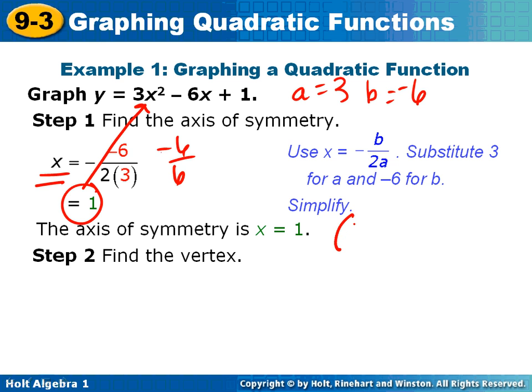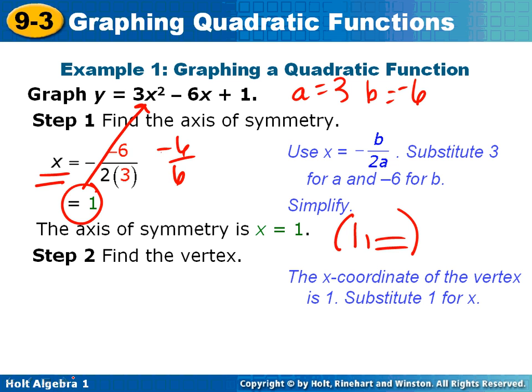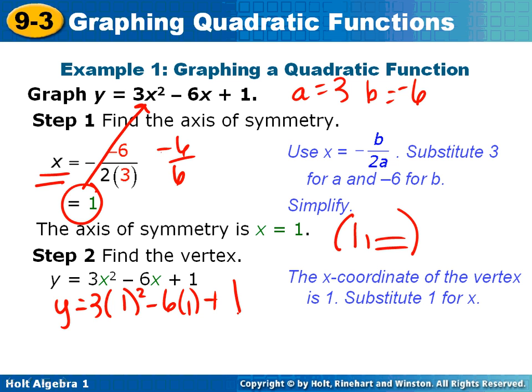I know that the x value is 1. I have to find the y value. In order to find the y value, I'm just going to plug in to this x squared right here. What am I going to put? 1. So y equals 3 times 1 squared minus 6 times 1 plus 1. So that's 3 times 1 squared. That's 3 minus 6 plus 1. What is that? -3 plus 1. I got -2. Okay, so the vertex should be 1, -2.